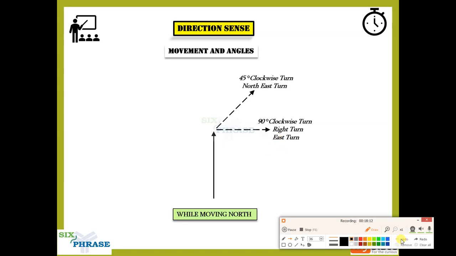And you could also say here that he has made a right turn. Okay, so you have to be careful, guys. While moving north, east is right, but while moving south, will east be right? No, no, we'll see that in the subsequent slides. But right now, you understand that this is also a right turn.